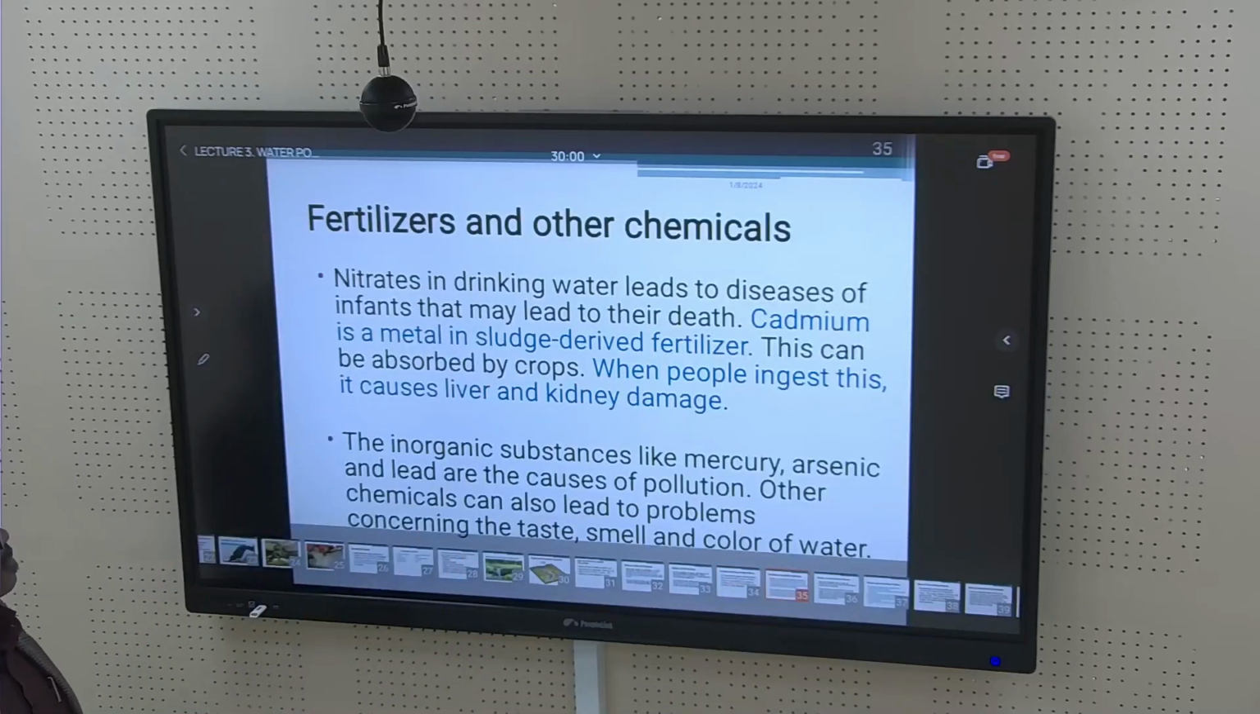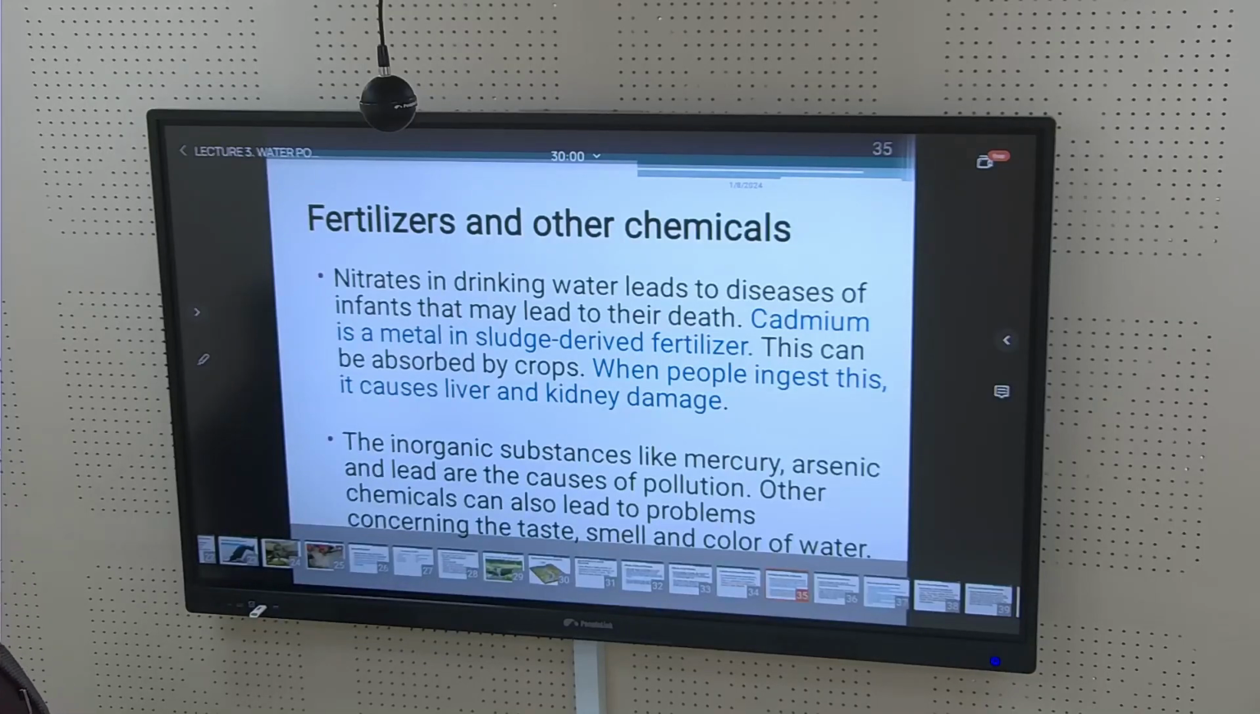Fertilizers and other chemicals: nitrates in drinking water lead to diseases of infants that may lead to their death. For example, cadmium is a metal in large quantities derived from fertilizer. This can be absorbed by crops. When people ingest this, it causes liver and kidney damage.